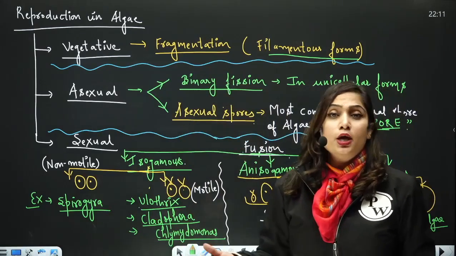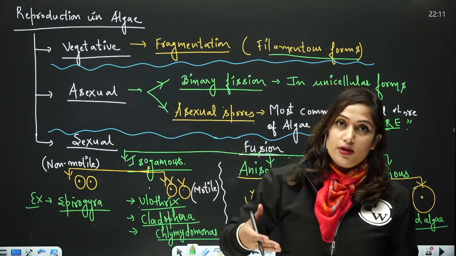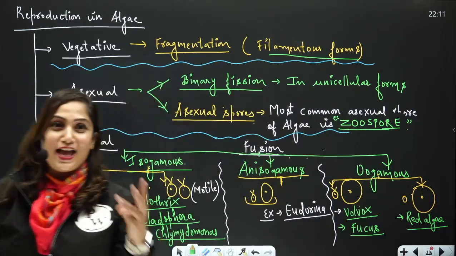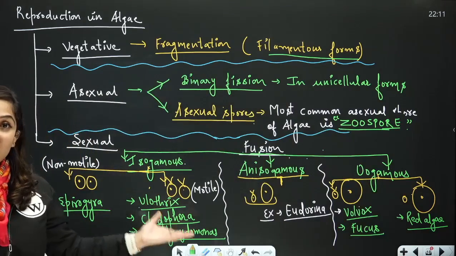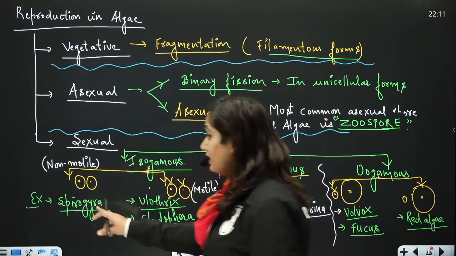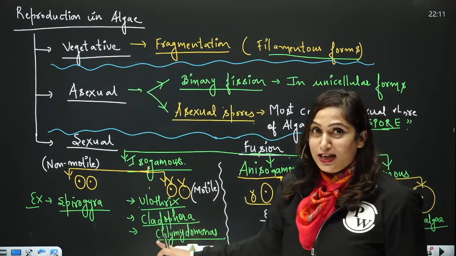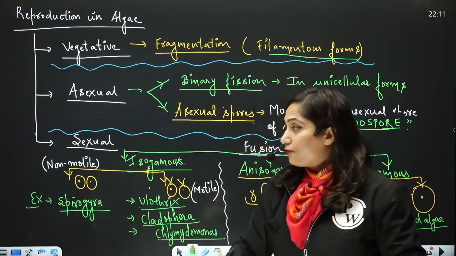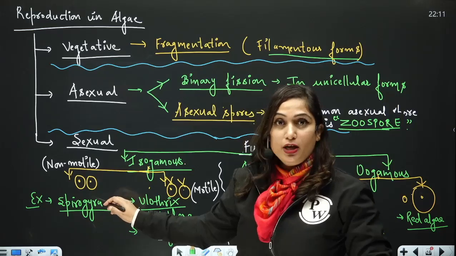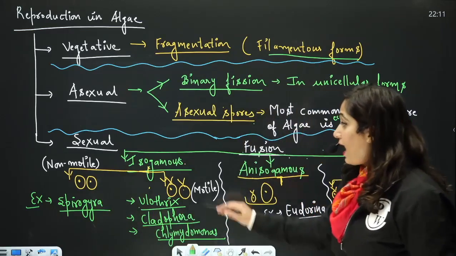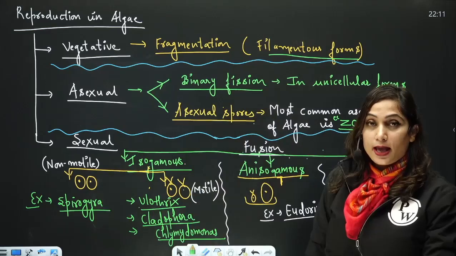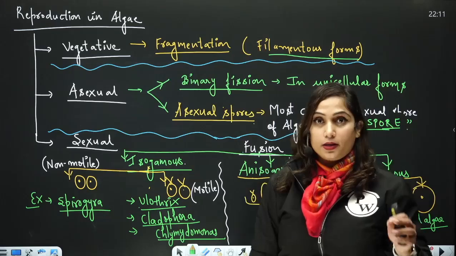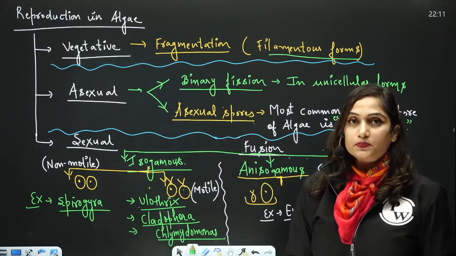Then sexual reproduction. You know what is sexual reproduction? Formation of gametes and then fusion of gametes. But here, the fusion of gametes in algae can be in three forms: isogamous, anisogamous, and oogamous. In isogamy, the two gametes are similar to each other. If they are similar, both of them can be non-flagellated or non-motile, and if they are similar, both of them can be motile or flagellated. This makes a very important question. It has come in NEET.